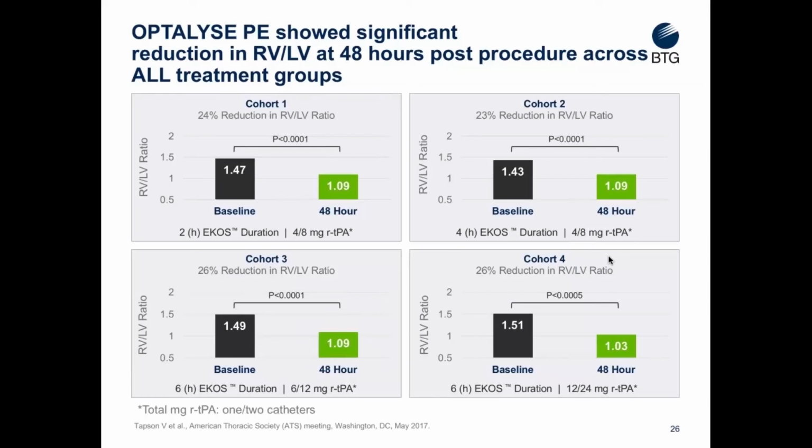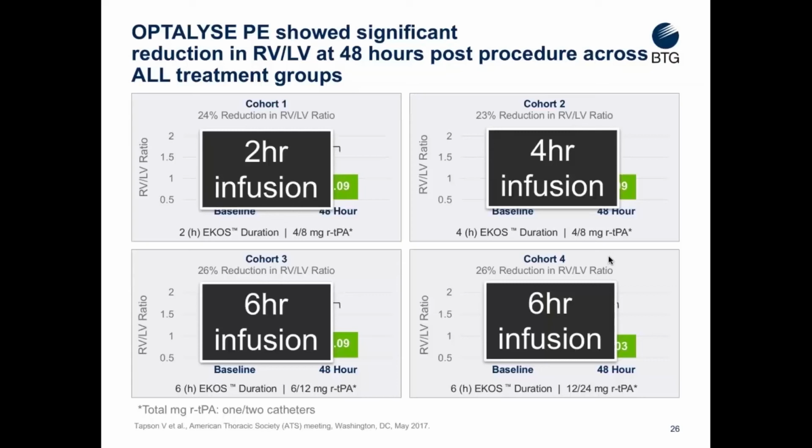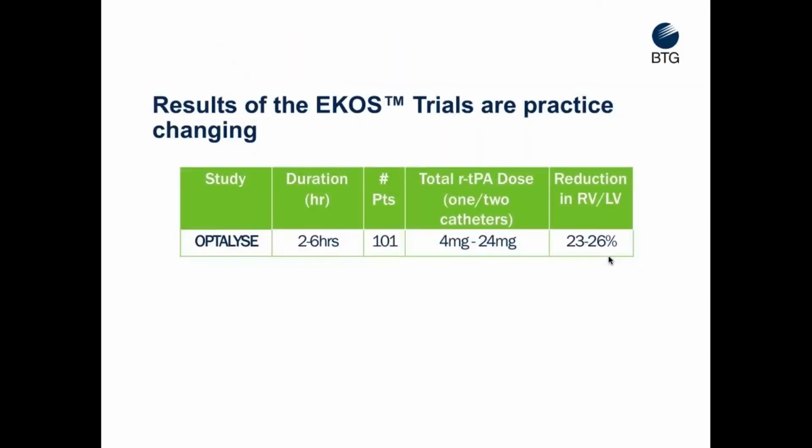These are the results. Each cohort, 1, 2, 3, and 4, all showed a statistically significant decrease in RV-LV ratio. Regardless of what cohort the patients were in, they all showed significant reduction, and these were very low p-values as shown. This was very similar to the 25% reduction shown in Seattle 2. Cohort 1, again, was a 2-hour infusion. Cohort 2 was just a 4-hour infusion. Cohort 3 and cohort 4 were the 6-hour infusion arms. All showed a significant decrease in the RV-LV ratio.